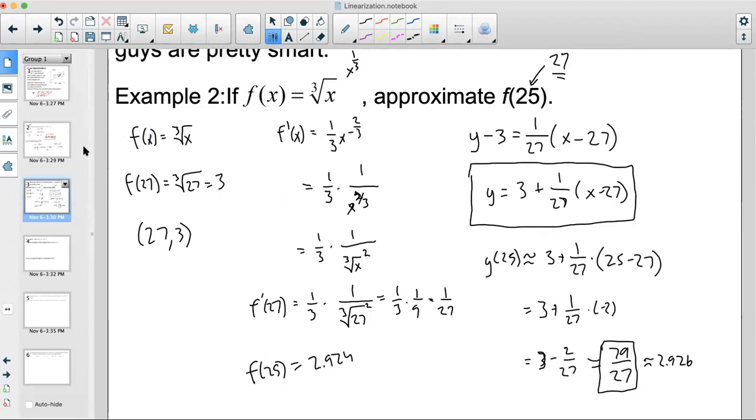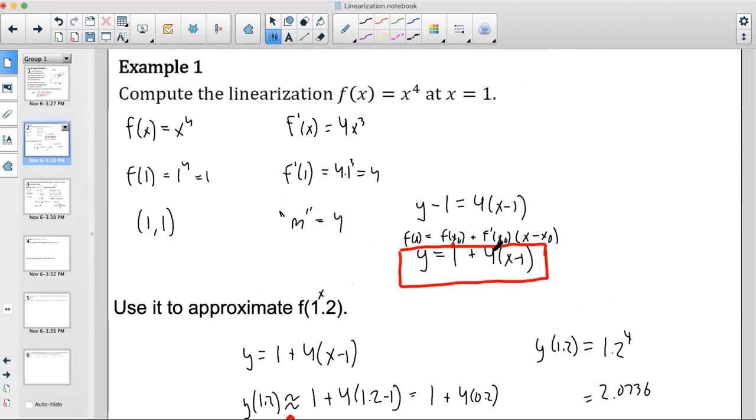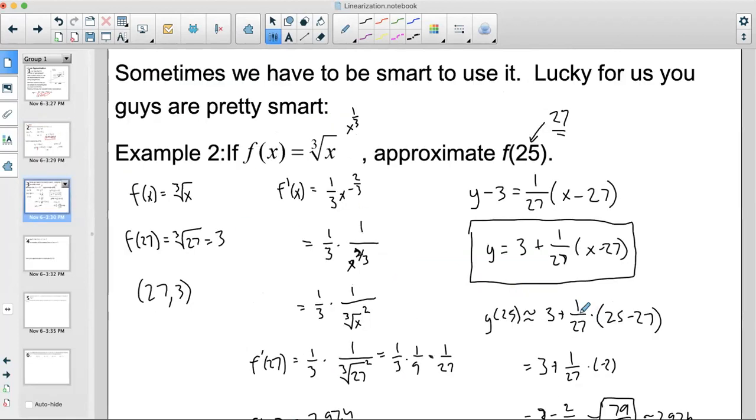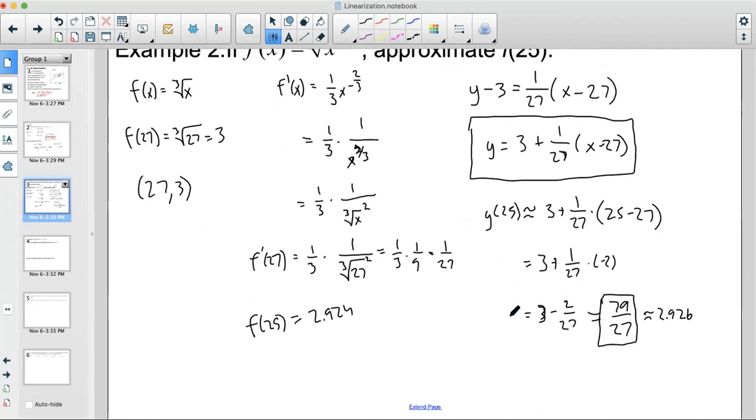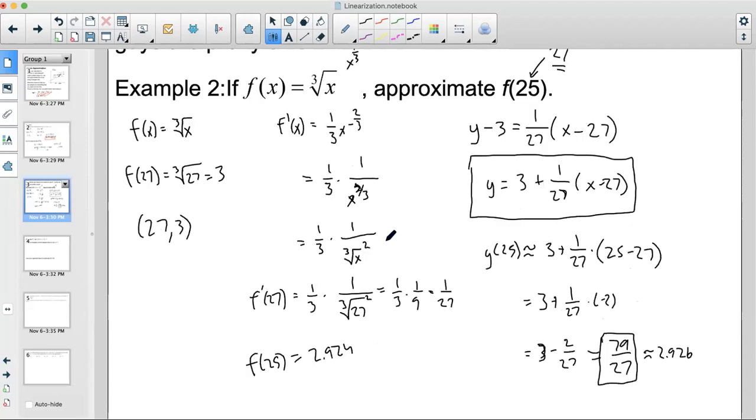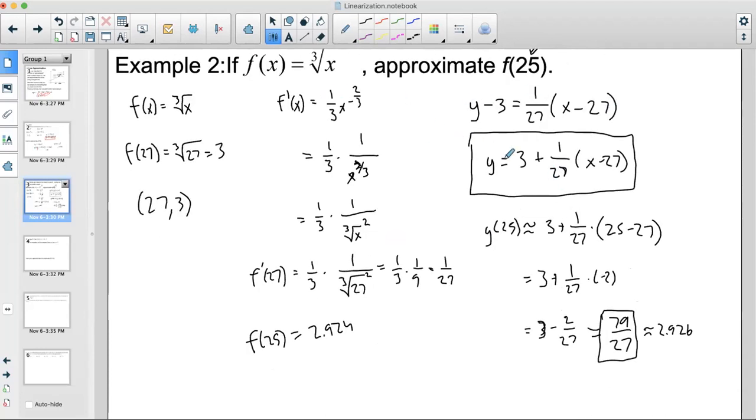You remember the previous one, the approximation wasn't great because the slope was pretty big, 4. But in this one, the slope is 1/27, which is much, much smaller. And so the approximation is much, much better. So when we do approximations, we're going to basically write the equation of a tangent line, which is what the linearization is. Then we just plug in the x that they're asking us to approximate it at. So there's a couple more examples here in the notes, and I'll do those in the next video.